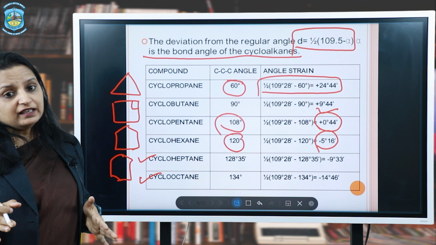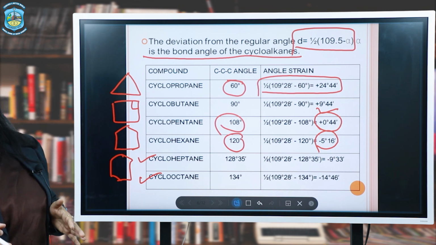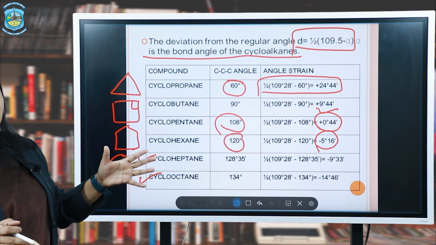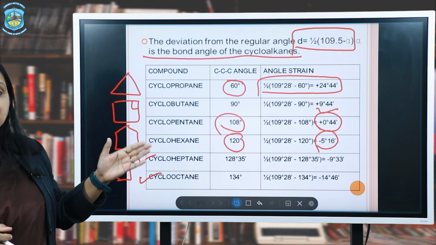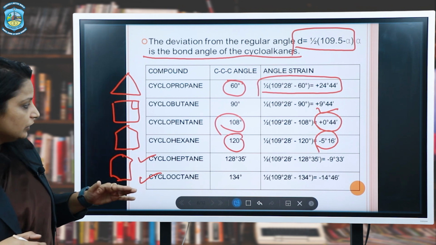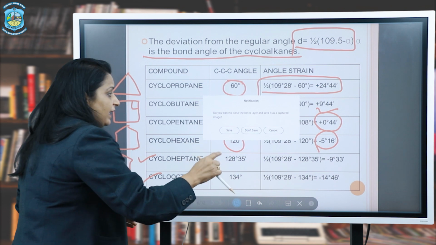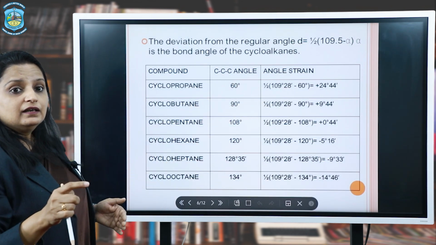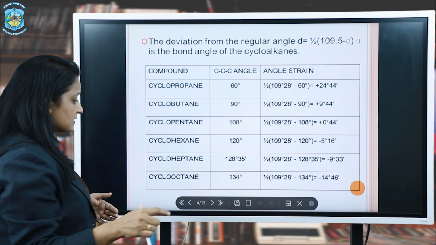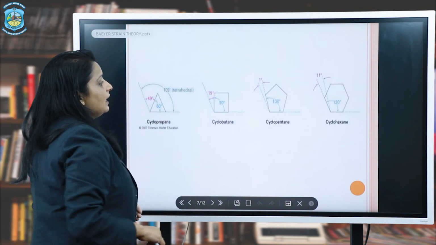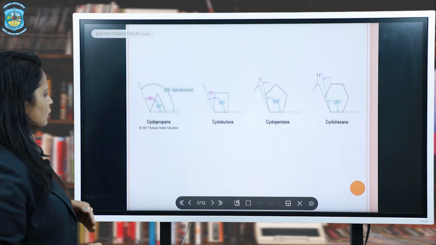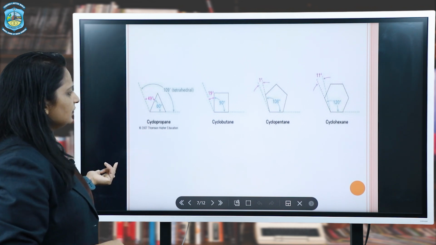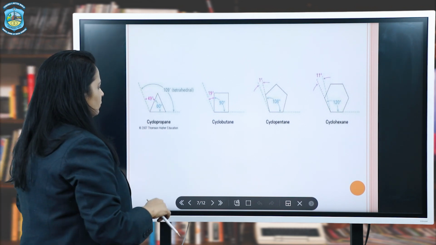it is the ideal bond angle of alkane compounds that produces maximum bond strength and stable molecules. When you don't have this ideal angle, then stability decreases. That is, we are moving toward an unstable condition. So you can have a look at the structure. I have already shown you this.